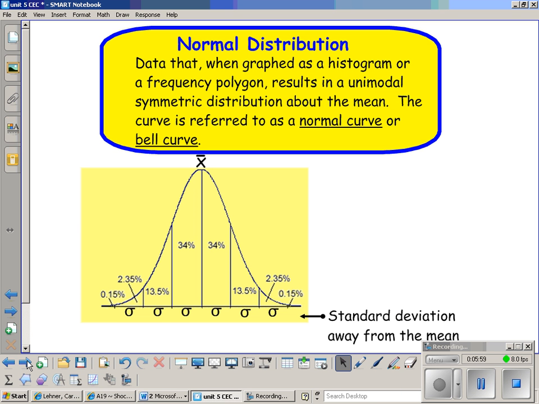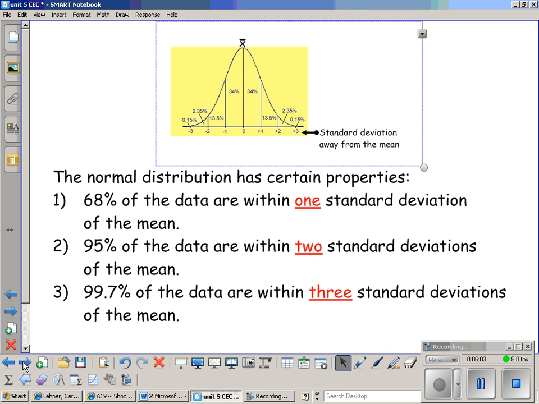What you will also notice about normal distribution is that it has certain properties. 68% of the data are within one standard deviation of the mean. So I want to point out a number of things here. This is our mean, our average. So that's where we always start our normal distribution. We start with the mean.